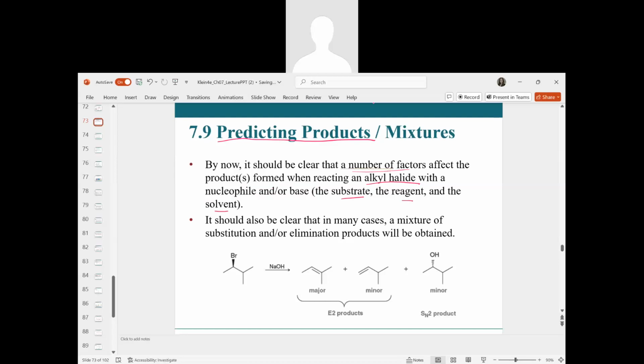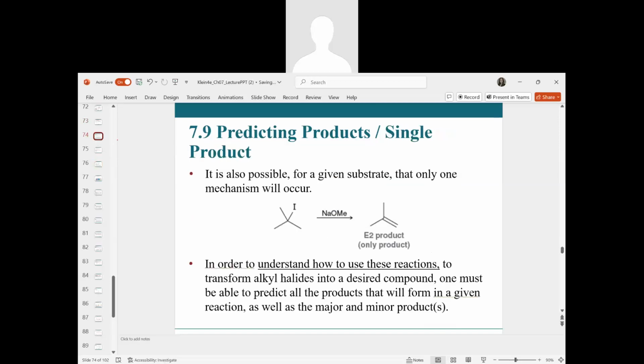In this example shown here, we have our alkyl bromide. We react it with a strong base, so we see both elimination E2 products and a single SN2 product. We'll look at all the considerations that need to be made, such as inversion of configuration when we have a chiral center. So if we have a single product, we can build upon this and see how we can determine when there's going to be multiple products.